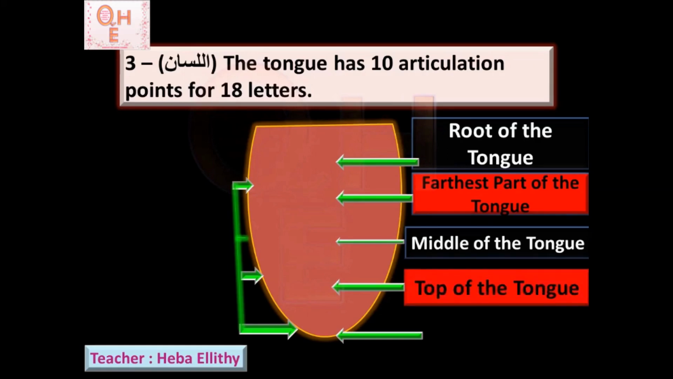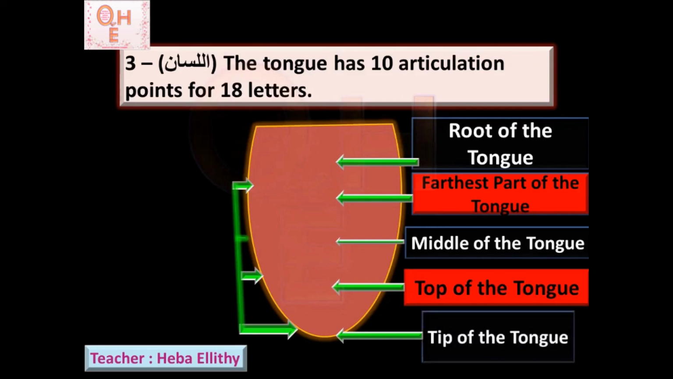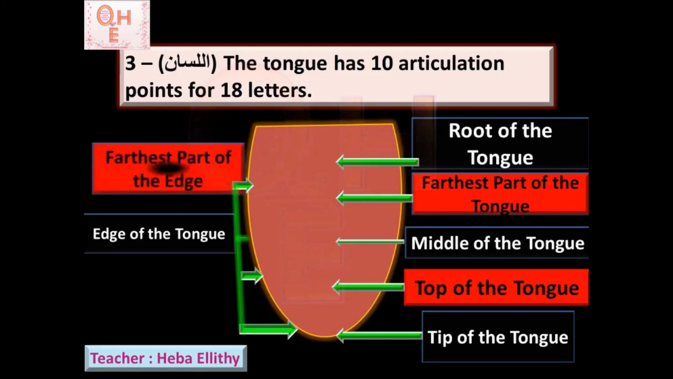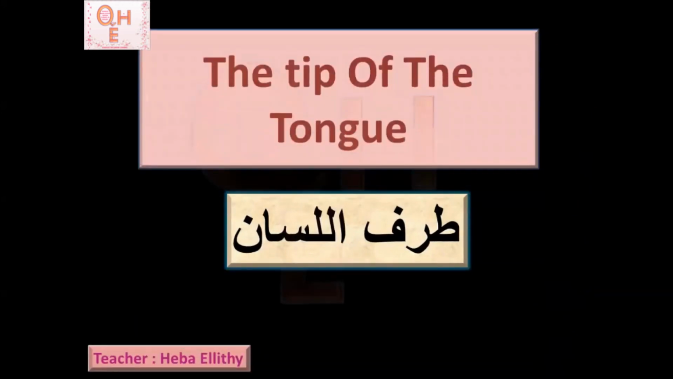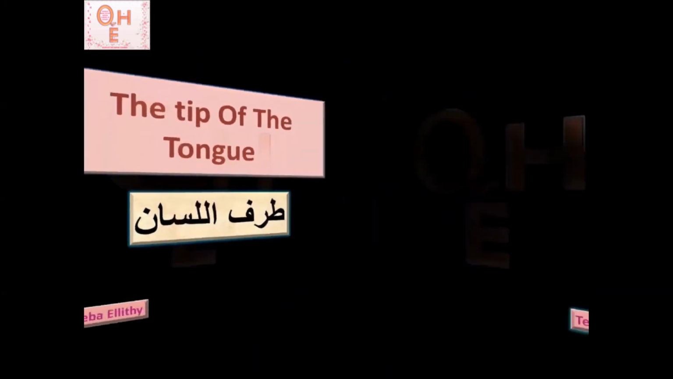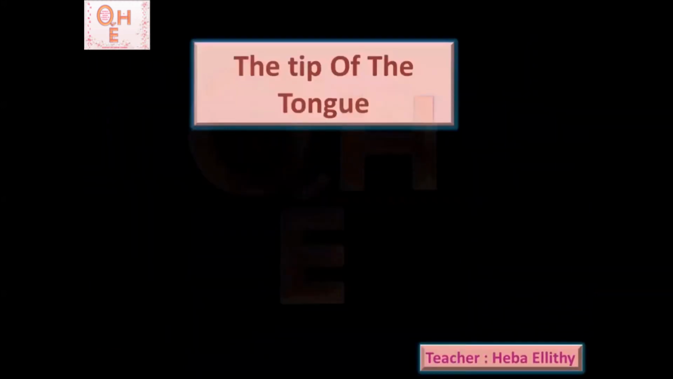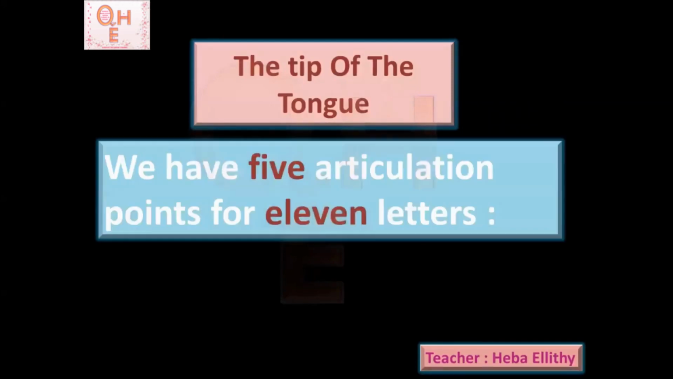Today, inshallah, we will talk about the tip and top of the tongue. This is our next class. This area is the edge of the tongue. We finished it in the last two classes. Alhamdulillahi Rabbil Alameen. Today, inshallah, our lesson will be طرف اللسان, the tip of the tongue. How many letters do we have in the tip of the tongue and how many articulation points? We have 5 articulation points for 11 letters.